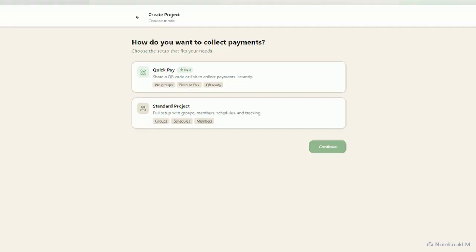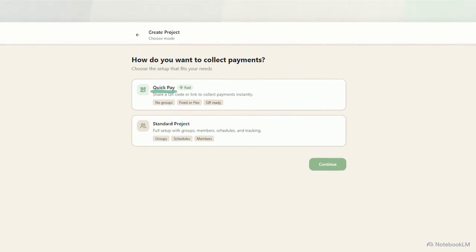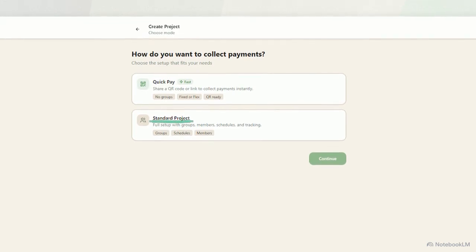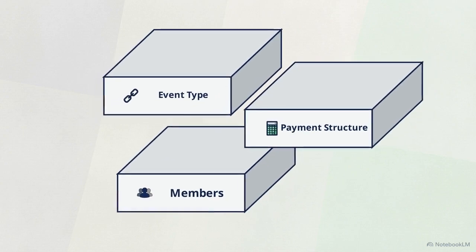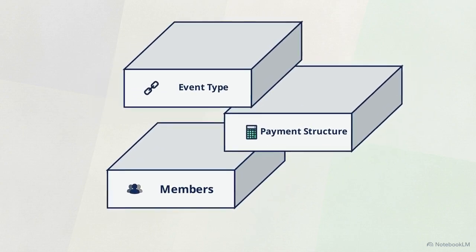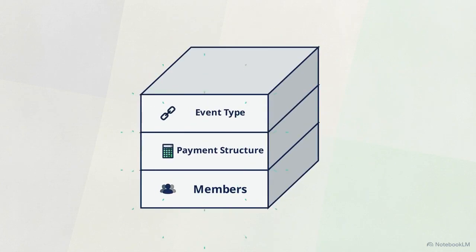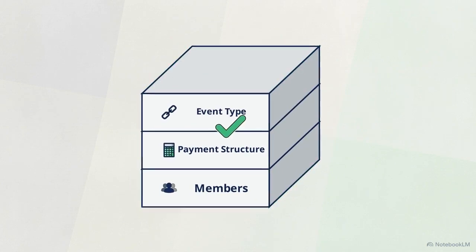Once you establish what you're collecting for, you select your architecture. The Quick Pay option is built for fast transactions, letting you collect funds immediately without groups. Conversely, the Standard Project mode below provides a management suite to handle multi-installment schedules and member reminders. By treating the event type and the payment structure as modular blocks, you take a chaotic, abstract group idea and lock it into a rigidly structured, trackable financial workflow.